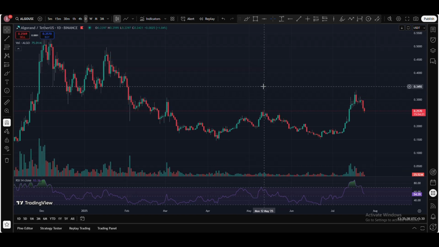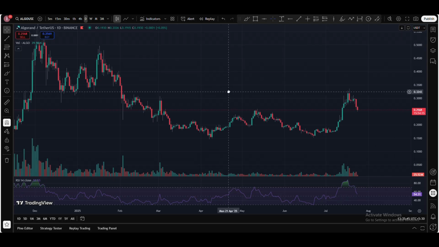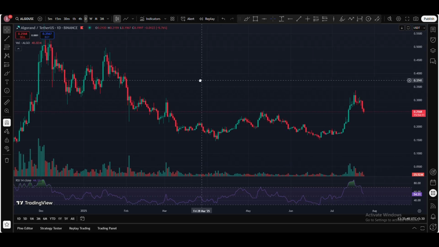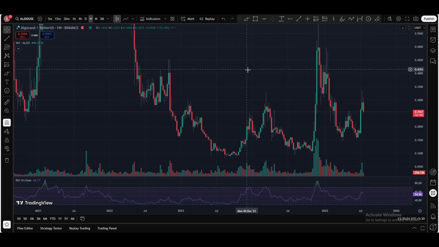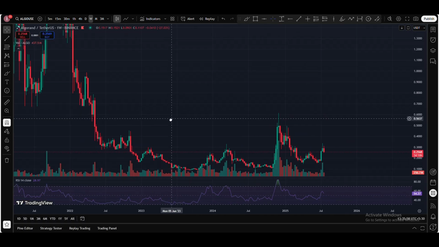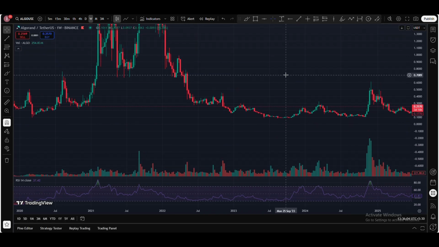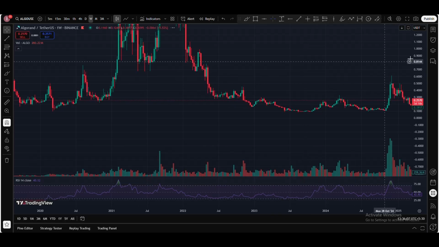Hello traders, I am going to show you ALGOUSDT chart analysis. I am in daily time frame. Now move to weekly time frame. So you can see the Algo chart is at a bottom level. Algo is a bottom.